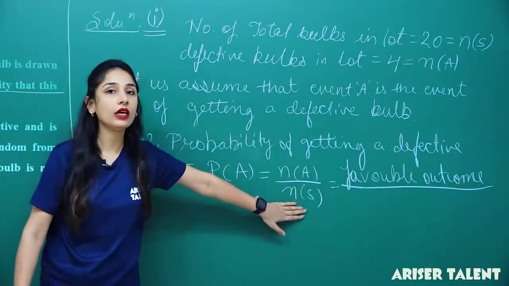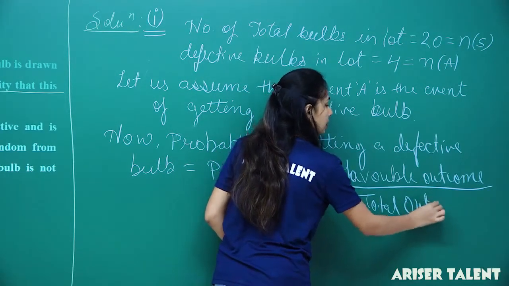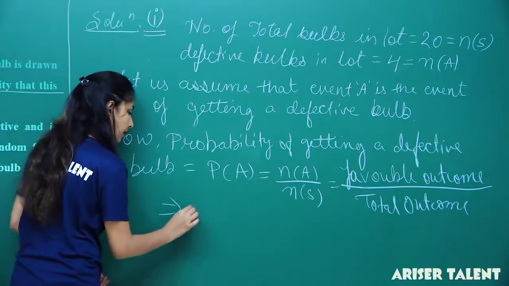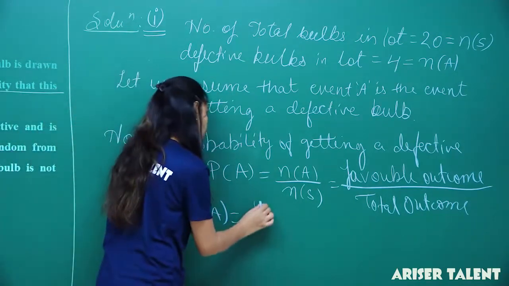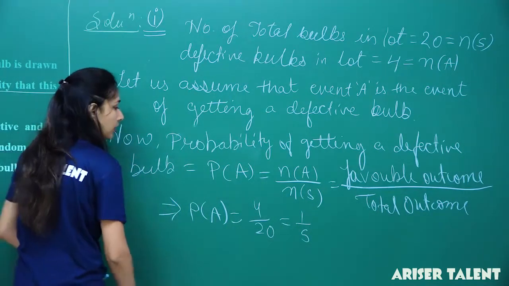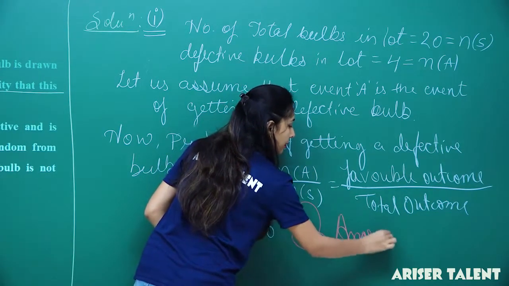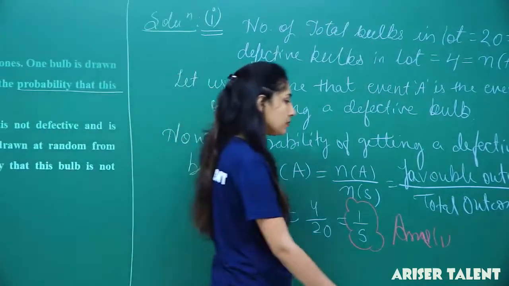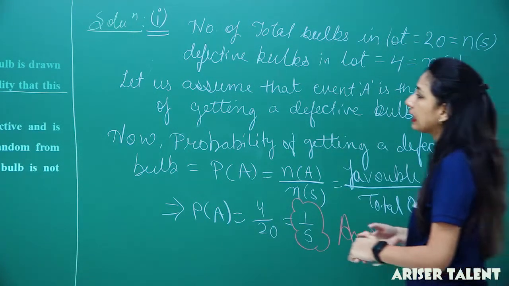And this is our total outcome. So total outcome is 20, favorable outcome is 4. Right, my dear students? Now that will be P(A) equals, just put the values here. So 4 by 20, and here you got 1 by 5, and this is your answer. Answer of part 1. Yes, done with that. So now what you have to do, just copy it, students, so that we can move forward to the next part of this question basically.